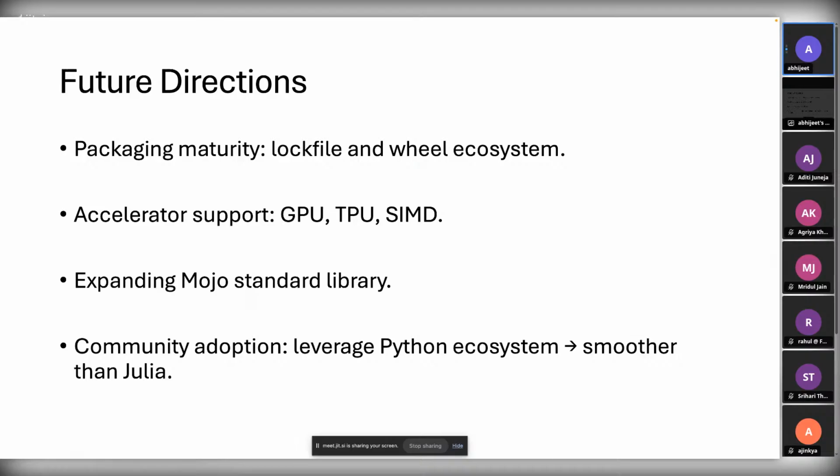So in short, Mojo is shaping up to be the C++ for AI, keeping Python accessibility while unlocking HPC performance. If successful, it could become the backbone for future AI systems.